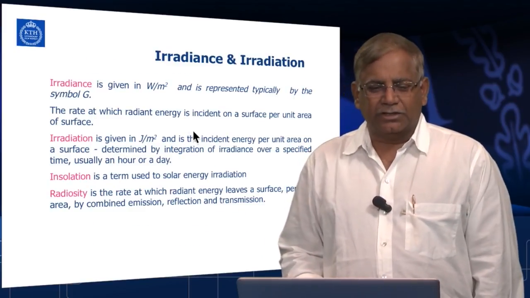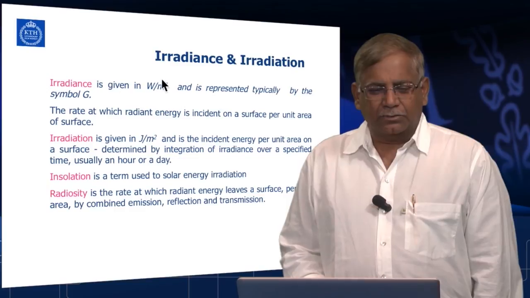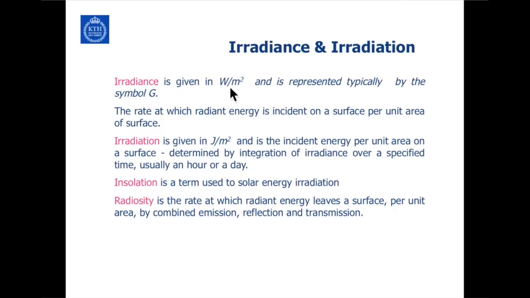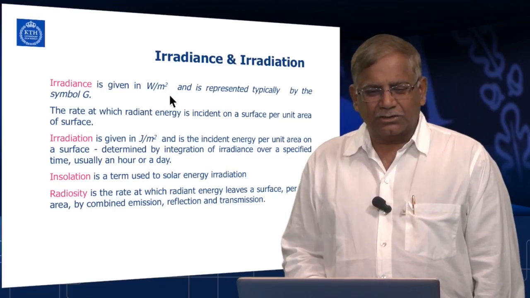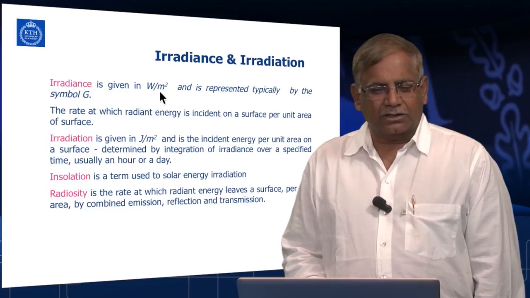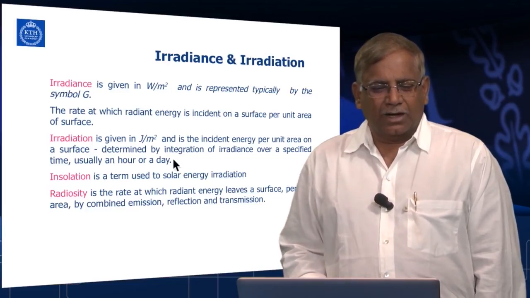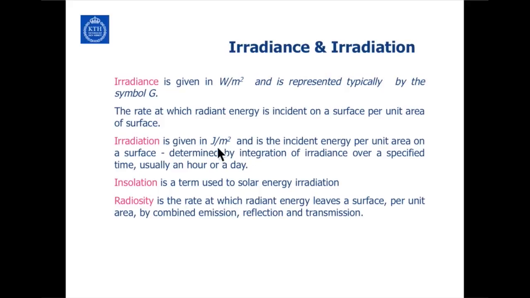The definition of irradiance is given at the top, in watts per meter square, and this is essentially the rate at which solar energy is incident on a surface per unit area of the surface. You can see watts is the energy unit, and the surface area is given in meter square. The irradiation, which is commonly used, is given in joules per meter square, and this involves time. Essentially, irradiance is given in watts per meter square.